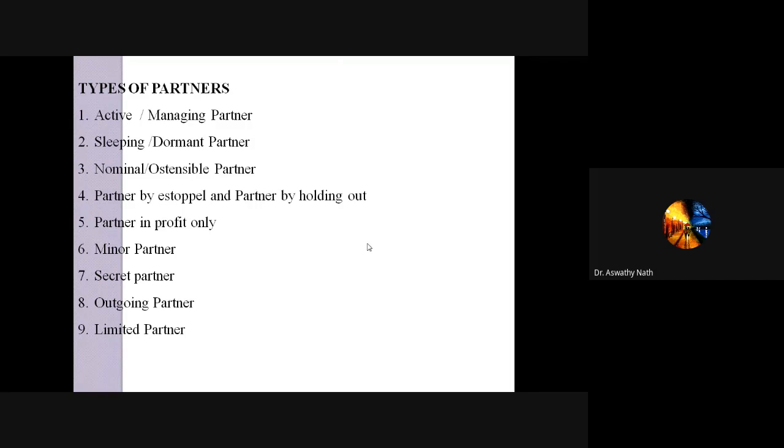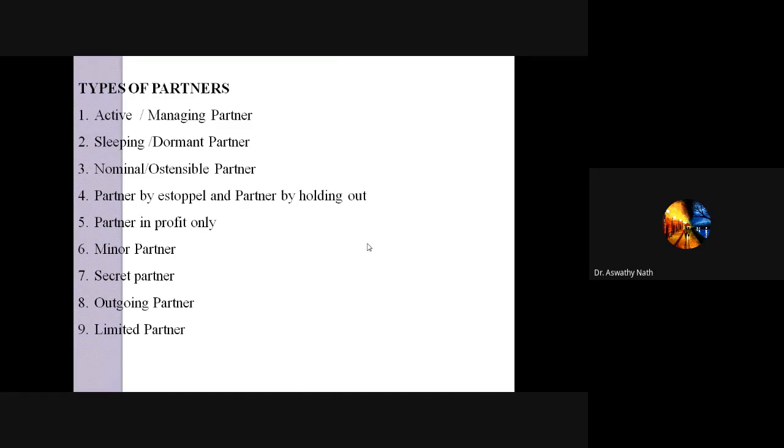Next one is a partner by estoppel and partner by holding out. So partner by estoppel means a person who is not a partner of the firm, but he allows others to think that he is a partner through his behavior. So through his behavior, others think that he is a partner of the firm, but actually he is not a partner of the firm.